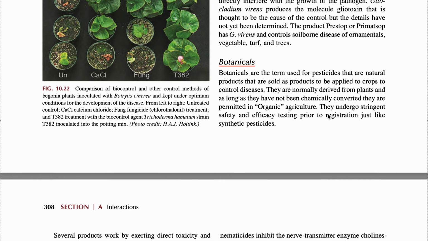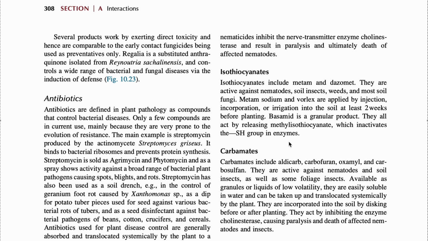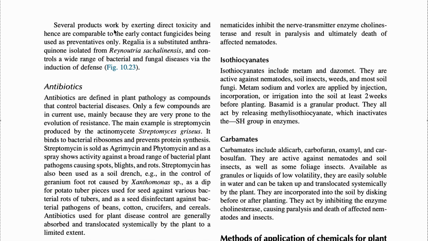They undergo stringent safety and efficacy testing prior to registration, just like synthetic pesticides. Several products work by exerting direct toxicity and hence are comparable to the early contact fungicides being used as preservatives only. Regalia is a substituted anthraquinone derived from Reynoutria sachalinensis and controls a wide range of bacterial and fungal diseases via induction of defense.